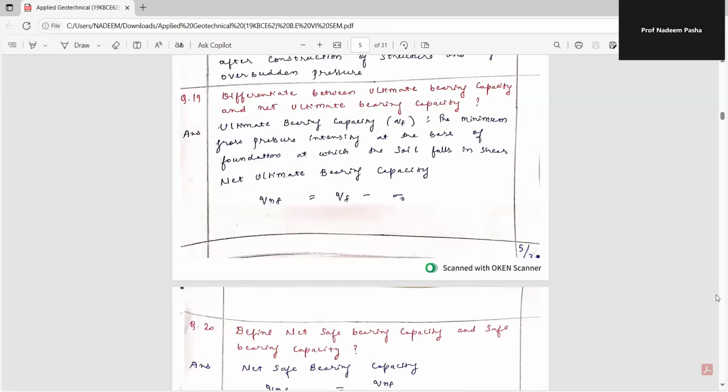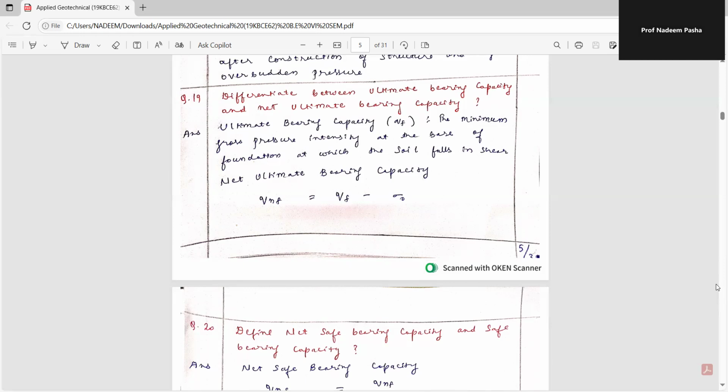Differentiate between ultimate bearing capacity and net ultimate bearing capacity. The ultimate bearing capacity is the minimum gross pressure intensity at the base of foundation at which the soil fails in shear. The net ultimate bearing capacity is qnf equal to qf minus sigma naught.